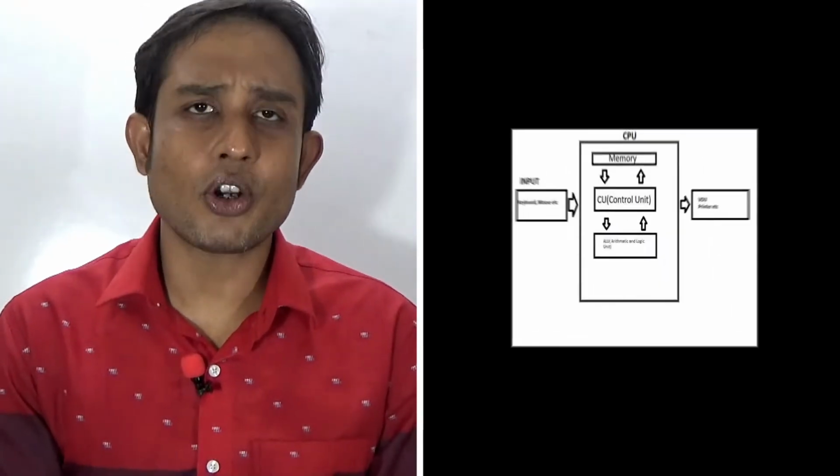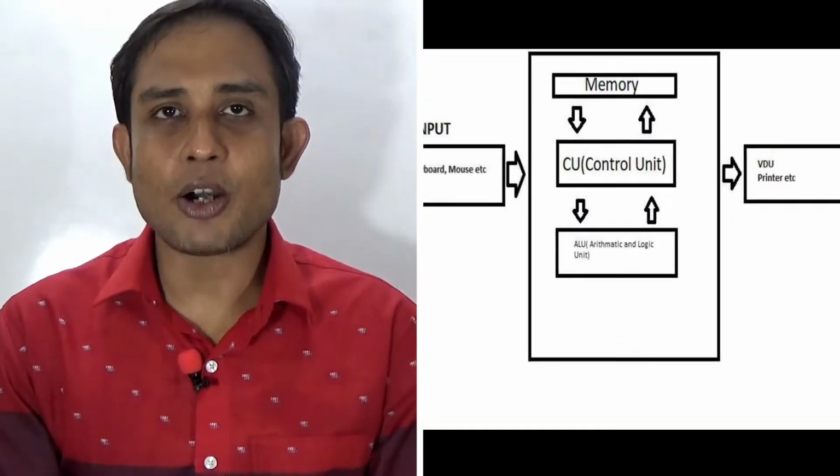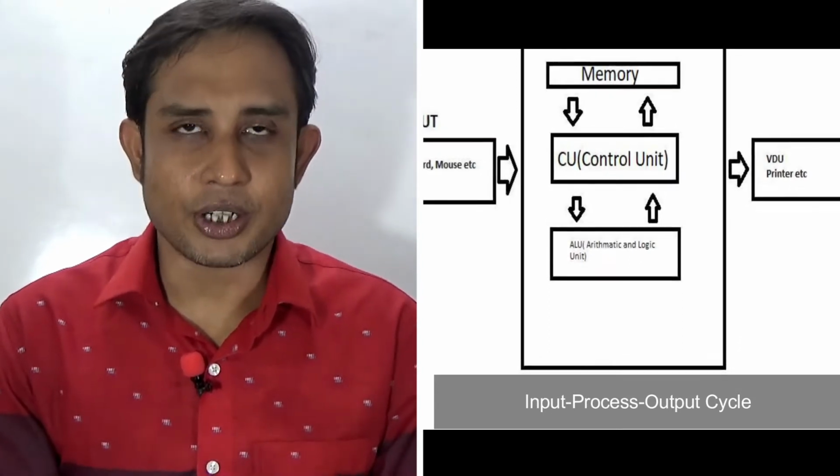In the previous video, I have already discussed the evolution of computer. Today, in this video, I am going to explain the different generations of computer. In the year 1945, John von Neumann gave an idea, IPO, that is input process output cycles, which is also known as John von Neumann architecture.